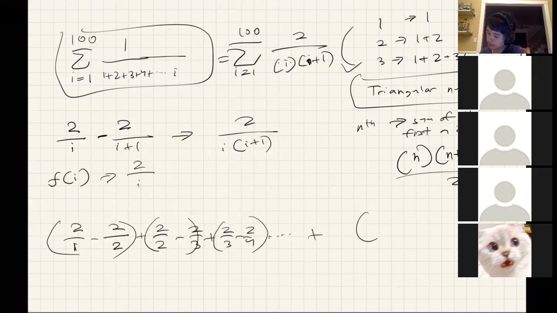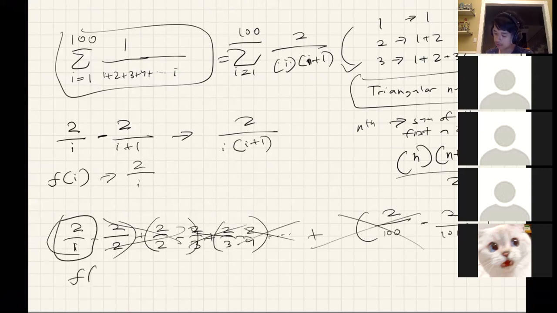All the way up to 2 over 100, right? Minus 2 over 101. So as you can see, by the power of telescoping sums, almost all of these terms are going to cancel out. The only two terms that we are left with are f of k, which in this case is f of 1, 2 over 1, and f of n plus 1, that's minus 2 over 101. So we're going to subtract 2 over 101 from this.